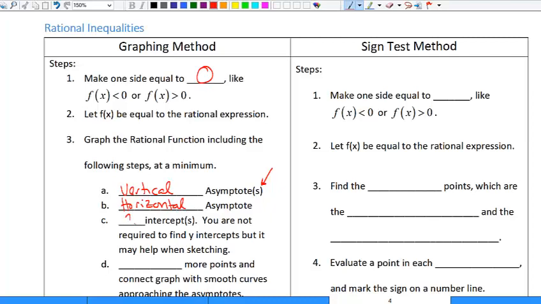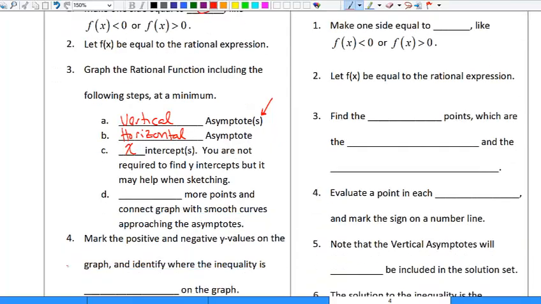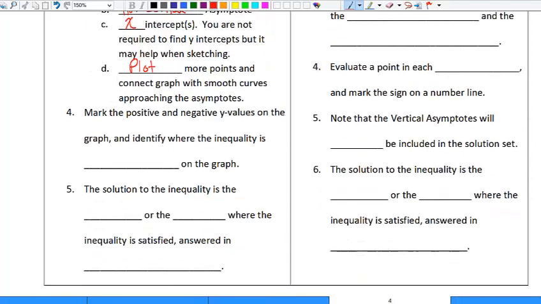Then you need to find the x-intercepts. Notice that the y-intercepts are not in this list, but if you want to get them, you're welcome to get them to get more points. And then for part D, we need to plot more points if necessary to get a smooth graph approaching the asymptotes. Step 4, mark the positive and negative y values on the graph, just like we did with the polynomial inequalities, and mark on the graph where the inequality is satisfied.